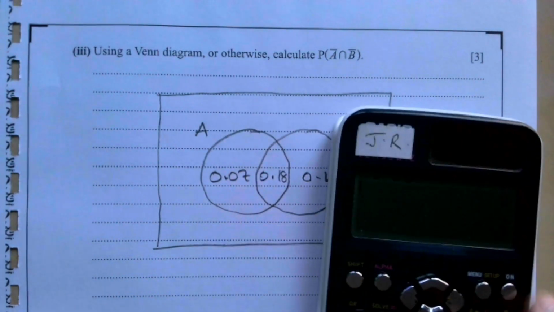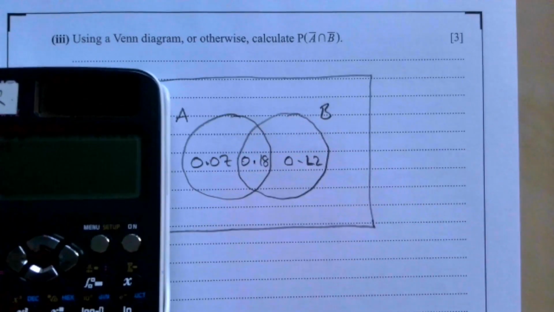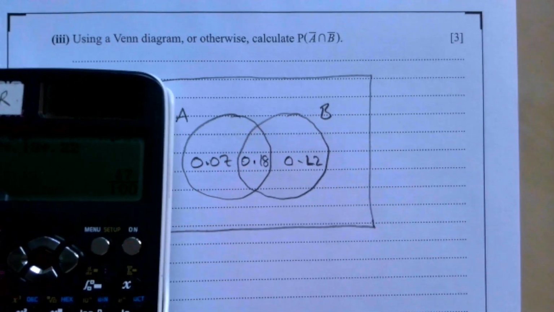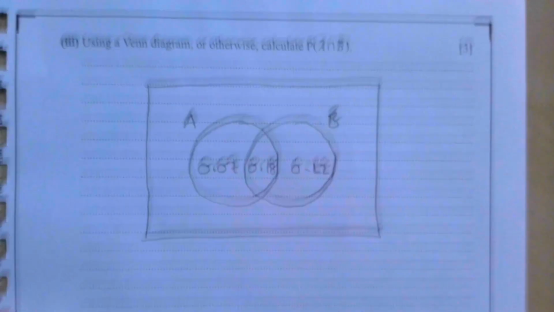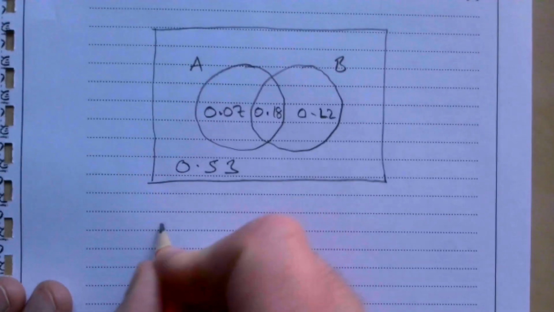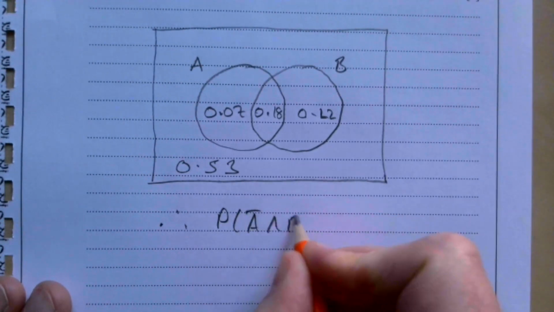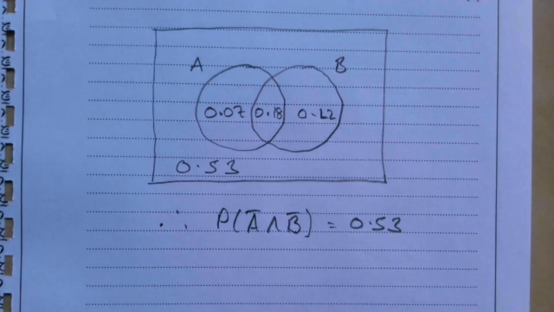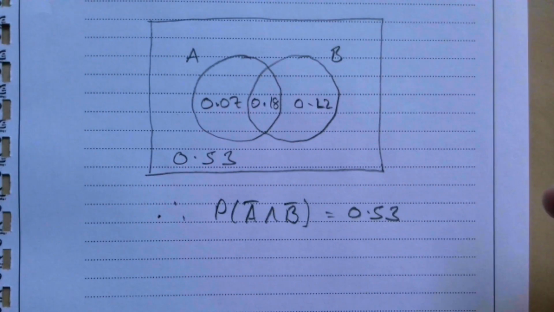Which means out here then needs to be, what format's my calculator in here? You can just about read this. 0.07 plus 0.18 plus 0.22, and that equals 0.47. If you take that away from 1, you get 0.53. And that's what we want. Therefore, the probability of not A and not B is 0.53. There is another way of doing it. You can do it using the formula, but I think this is a much more intuitive and straightforward way.